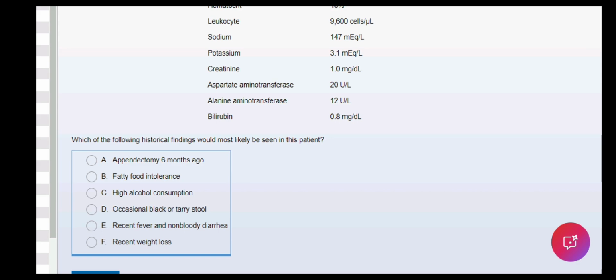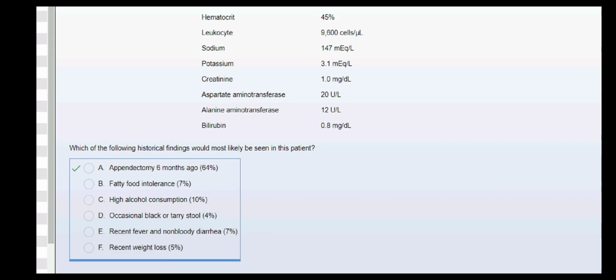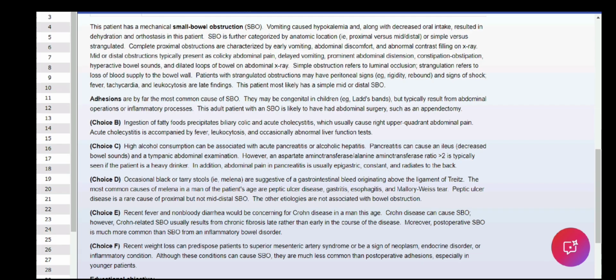So what is the cause of this obstruction? An easy one, appendectomy 6 months ago. This is because of adhesions after the surgical appendectomy. So we have small bowel obstruction. Adhesions are by far the most common cause of SBO. Always look for that. It's not congenital, not inflammatory, not etc. The other choices are related to internal medicine problems.